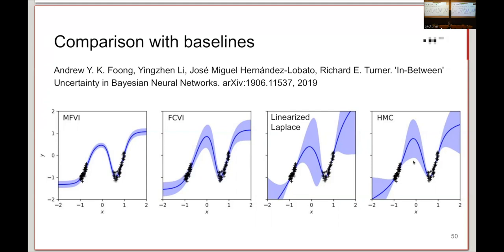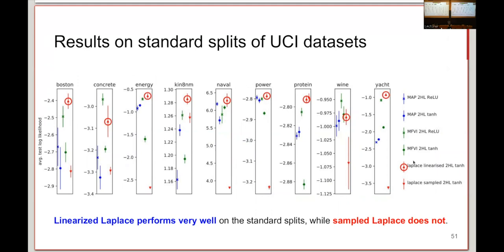We did more experiments here, mainly Andrew did this. I removed some of the examples because there were many baselines here. But we have some baselines: we have MAP, these are like ReLU units or tanh, it doesn't matter much. You have mean field variational inference. And then we have the linearized Laplace. But we also have Laplace with sampling. And we know that Laplace with sampling doesn't work that well. And that's actually what happens here: if you look at where it is, Laplace with sampling is always at the bottom. It's not really good. The linearized Laplace is always on the top. And it does actually quite well compared with at least the mean field variational inference, and MAP.